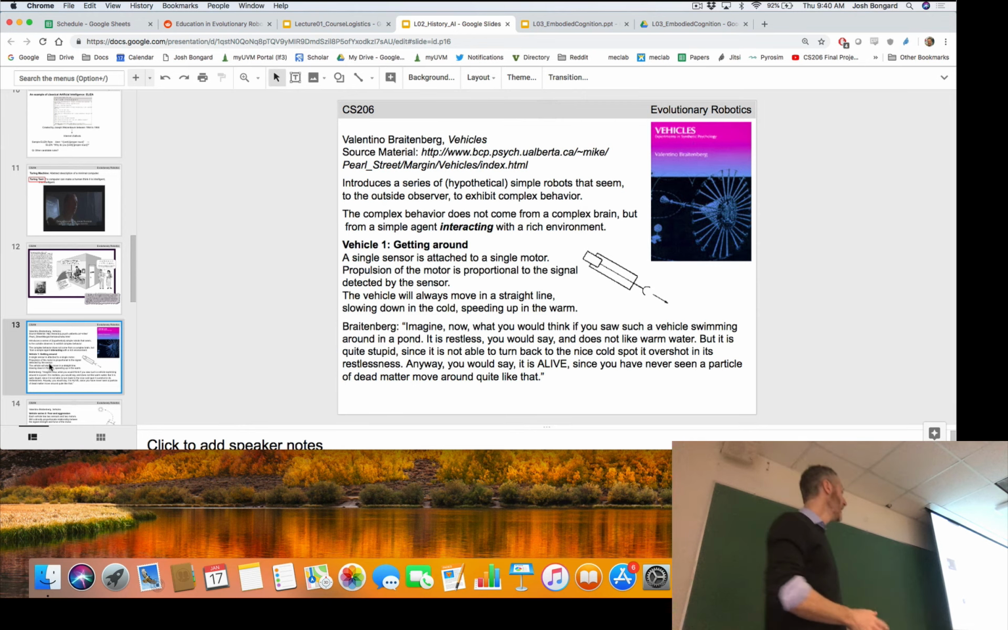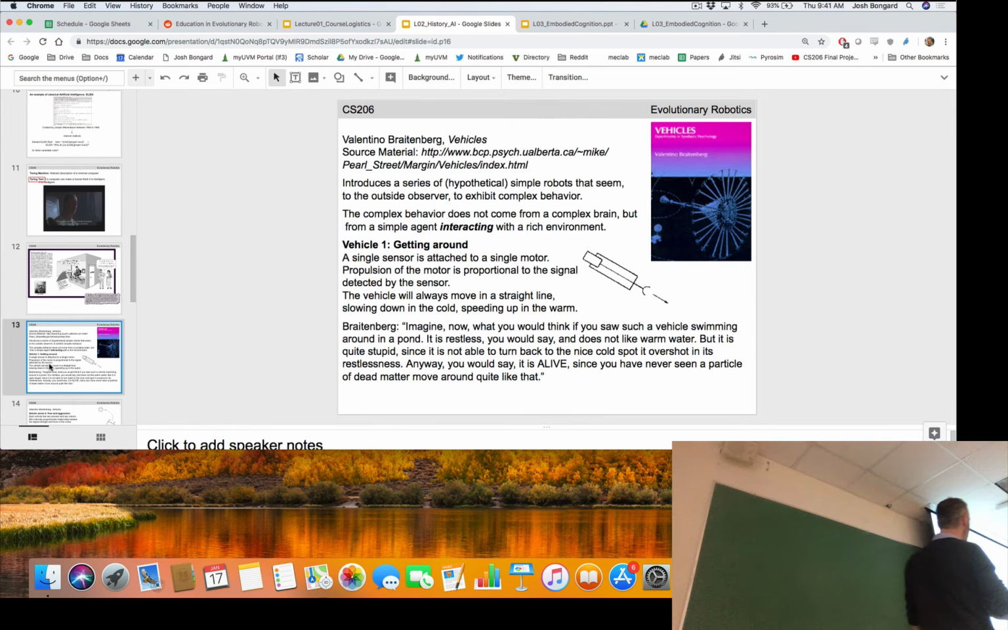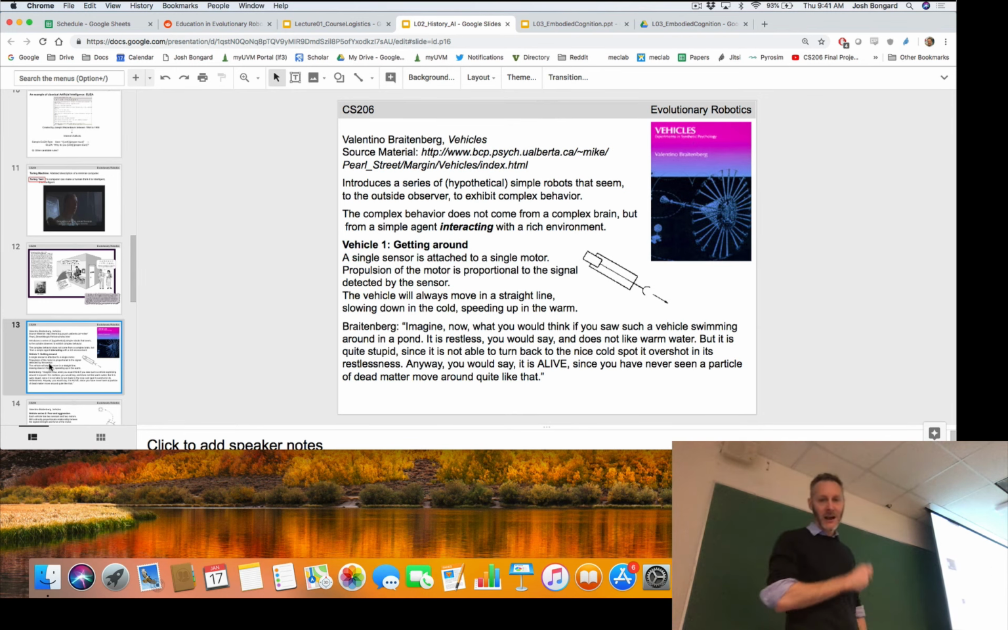It's impossible. So he wrote this book, which if you read it, it reads like a fairy tale. Chapter 1 starts by saying, once upon a time, there was a simple thing called Vehicle 1. Vehicle 1 had a body. It had a wheel or a flipper, doesn't really matter for our purposes, and it has a single sensor on the front of it. And that sensor is attached to the wheel.